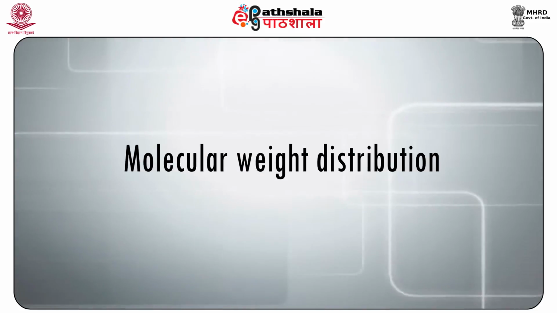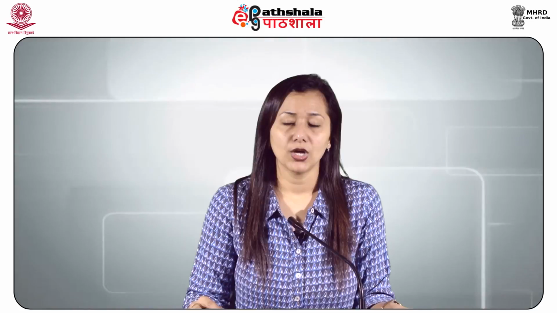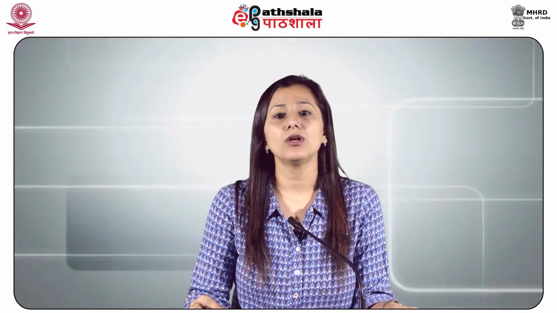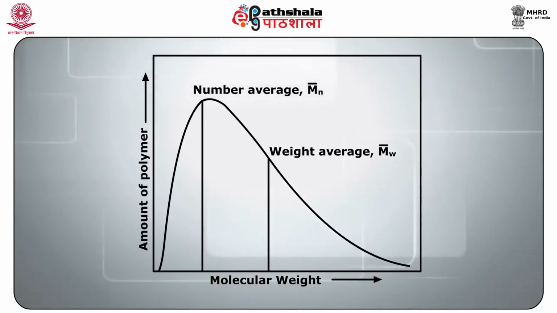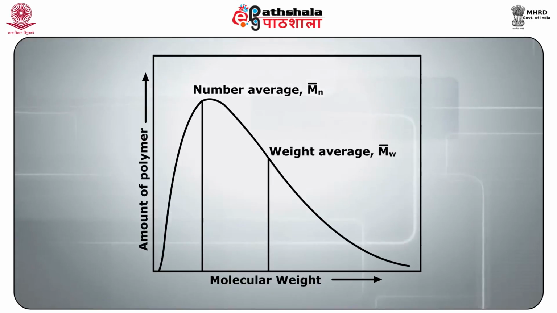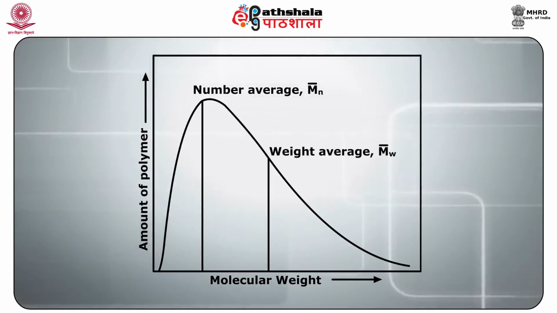Now we shall see the molecular weight distribution. The most important feature distinguishing polymers from low molecular weight species is the existence of a distribution of chain lengths and therefore degrees of polymerization and molecular weights in all known polymers. This distribution can be illustrated by plotting the weight of polymer of a given molecular weight against the molecular weight. Figure 2 shows the distribution of molecular weights in a typical polymer.